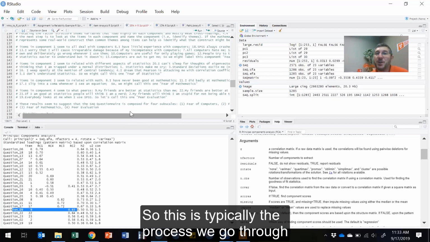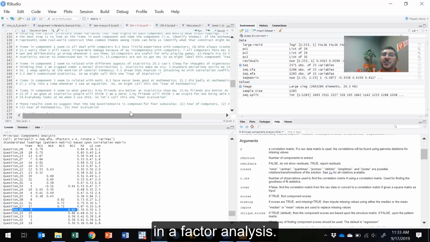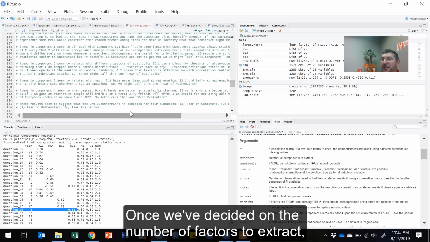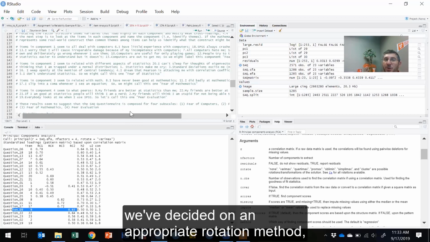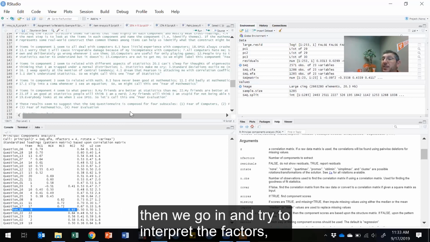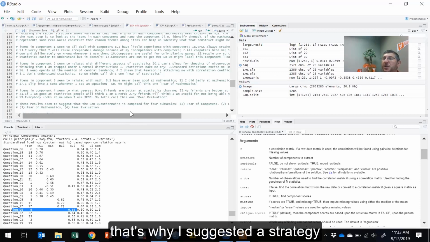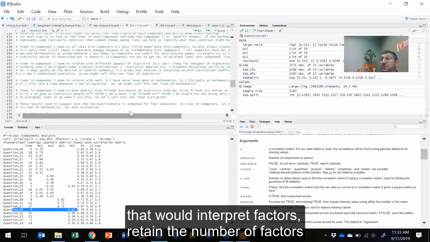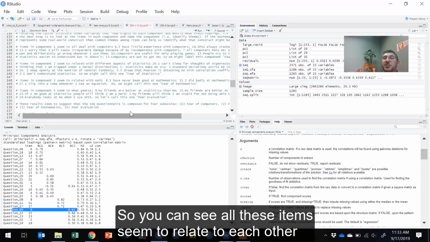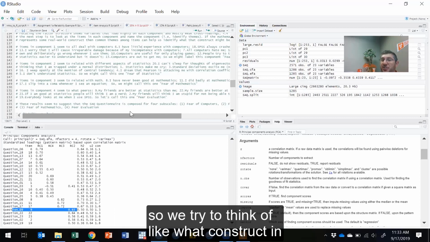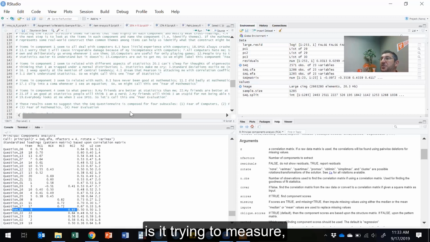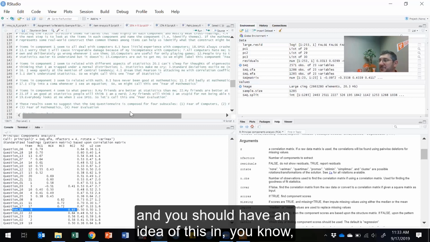So, this is typically the process we go through in a factor analysis. Once we've decided on the number of factors to extract, and we've decided on an appropriate rotation method, then we go in and try to interpret the factors. That's why one of the suggested extraction methods was interpret factors: retain the number of factors as long as they're interpretable. So you can see all these items seem to relate to each other. So we try to think of what construct it is trying to measure, and you should have an idea of this.